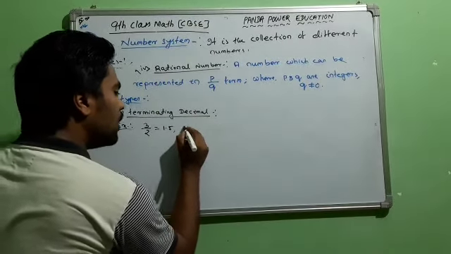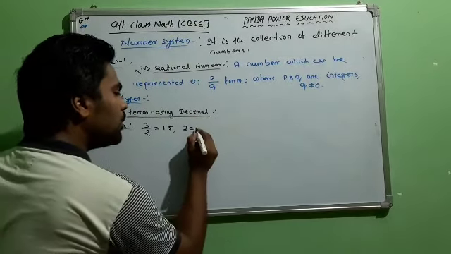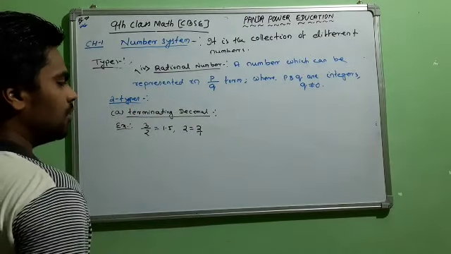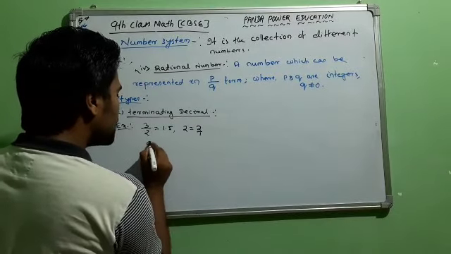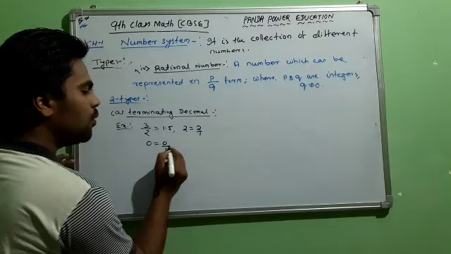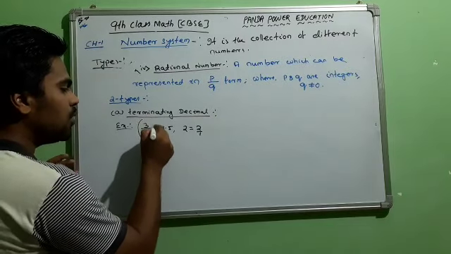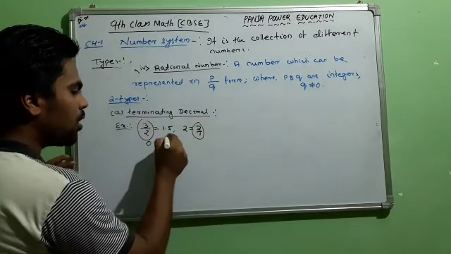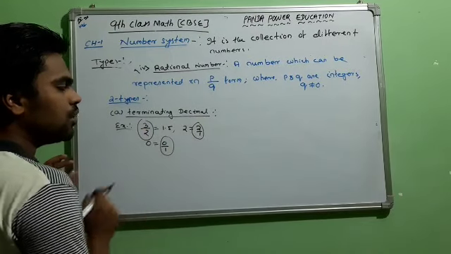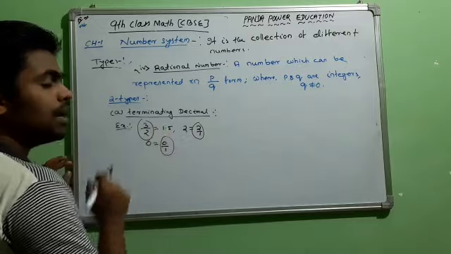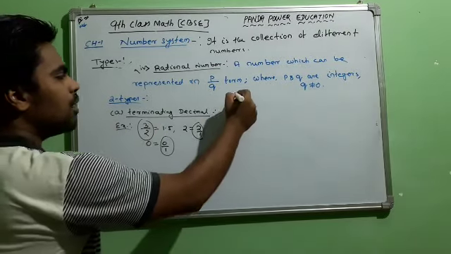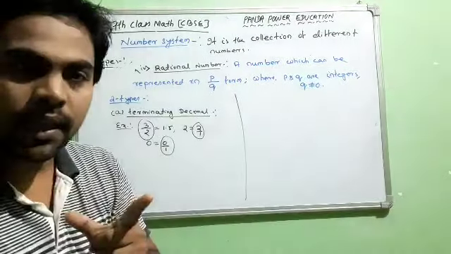Like only 2, which means 2 divided by 1, is also a terminating rational number. Also I am giving the example 0. 0 is also a rational number, that means 0 divided by 1. It is in the p by q form, q not equal to 0, and p and q are integers. Got it? Those are called rational numbers which are terminating.